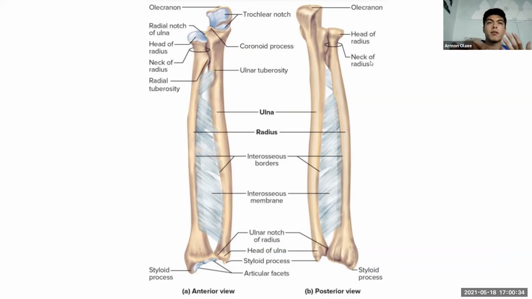And yeah, you also have other features like the neck of your radius, which is under the head of the radius, and your radial and ulnar tuberosity, which are just points of the bones that kind of stick out a little bit. They have a little bit of an edge and they stick out. So those are your tuberosities.